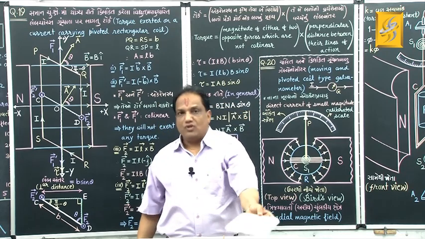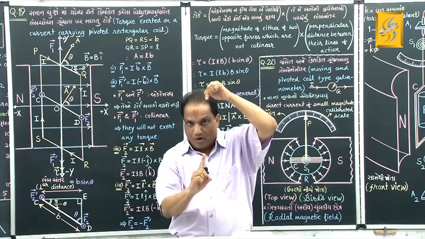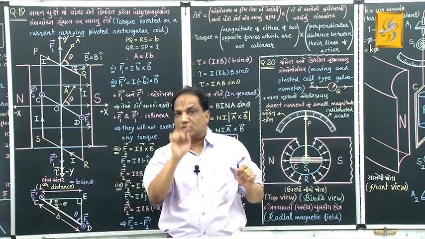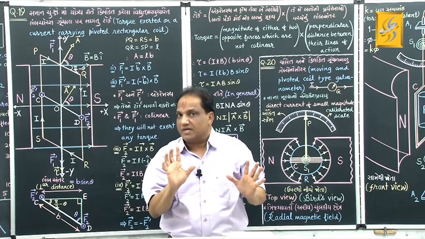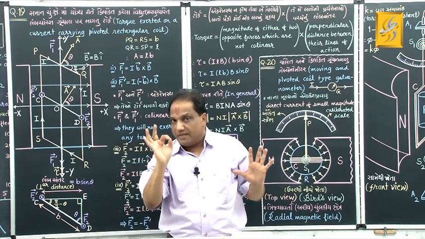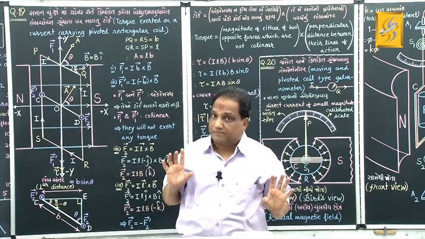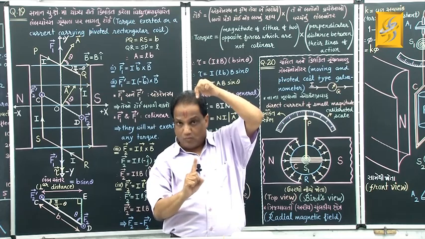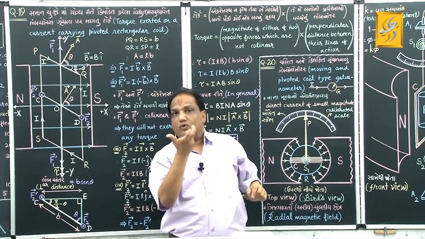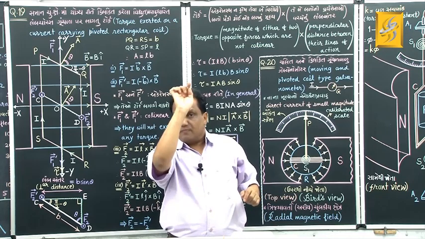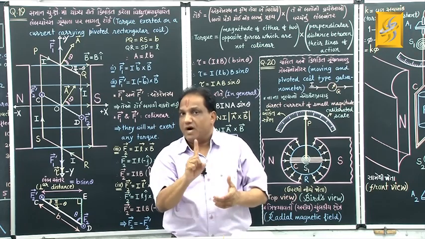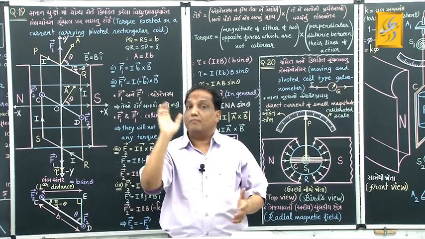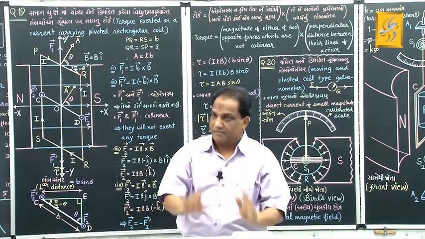When you fix any object between two pointed supports such that it can rotate freely about the axis passing through those two pointed supports, but it cannot get displaced, then that object is said to be pivoted. I repeat, whenever you fix any object between two pointed supports such that it can rotate quite freely about an axis passing through those two pointed supports, but cannot perform any translational motion, then that body is said to be pivoted. Got it? Fine.